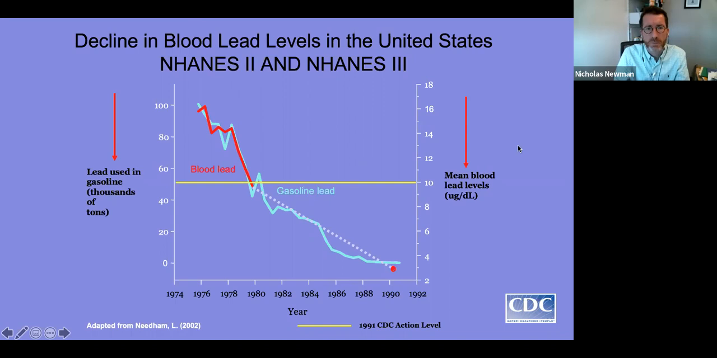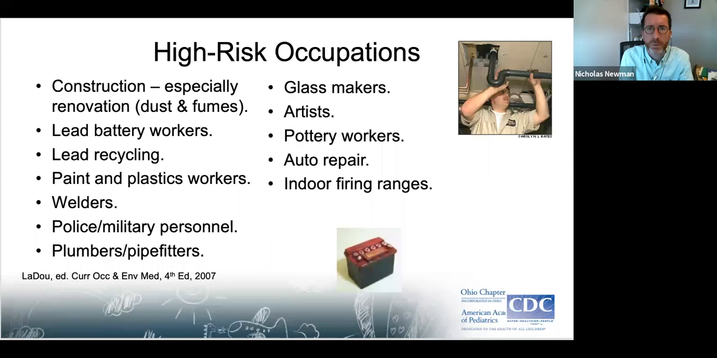So we talked a little bit about parental occupations. Construction, I would say, of the families I see, and the data would bear this out, is a big potential source. People working in renovating old buildings come home covered with dust, and they bring it into the home.